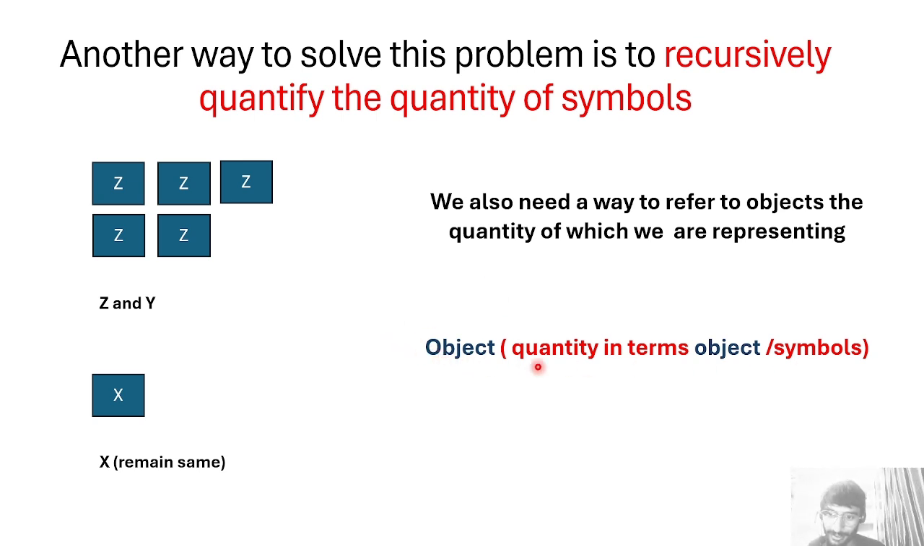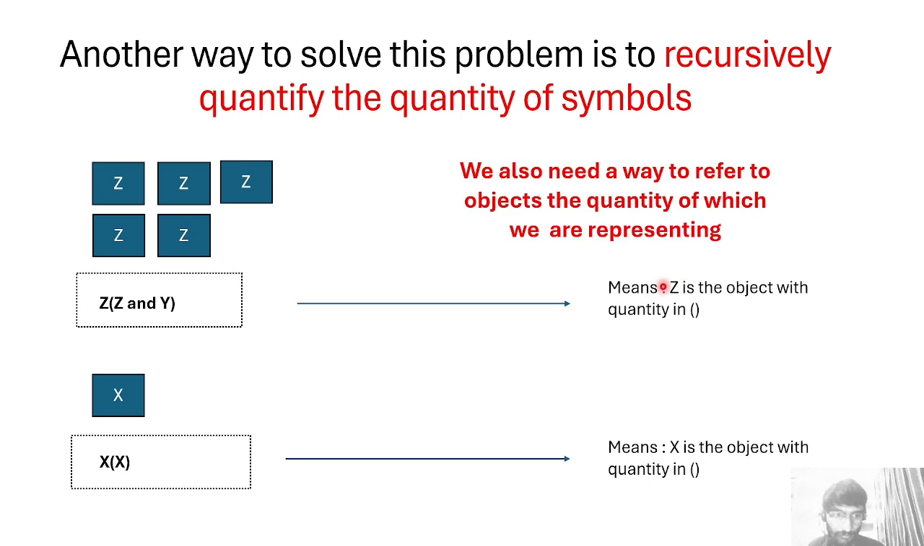You have an object and you have its quantity in terms of other objects and symbols, because it's recursive. Which means you can represent this whole quantity of Z's by using this notion. So here, the quantity of Z is this string. In the parentheses, you can see this string represents the quantity of Z, while for X, it's X. So you have this object and its quantity, and that's the notion one should follow, because otherwise it will create ambiguity.